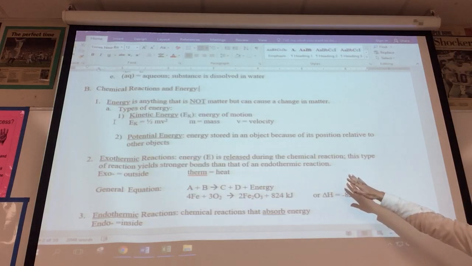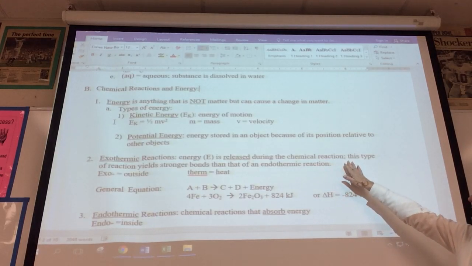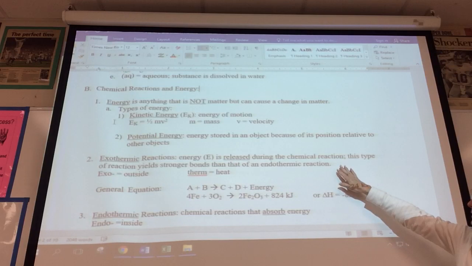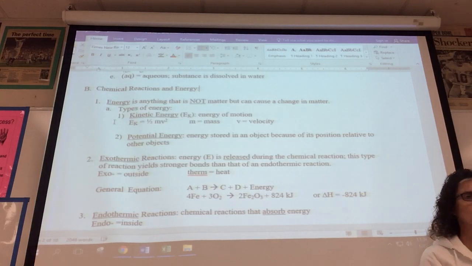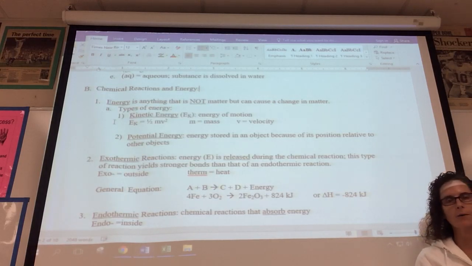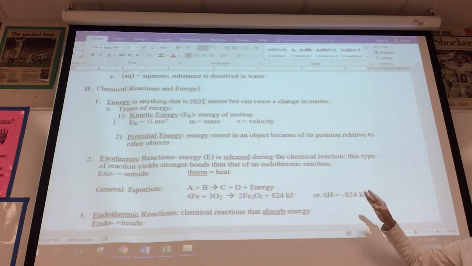In an exothermic reaction, energy is released during the chemical reaction. Typically, we find that this type of reaction yields stronger bonds than those of an endothermic reaction. So the products will have stronger bond formation, if you will, than in an endothermic reaction. Exo means outside, therm for heat, exothermic as if the energy is exiting. And you'll see that exiting here.